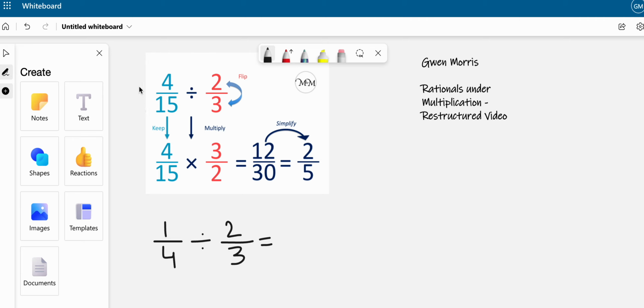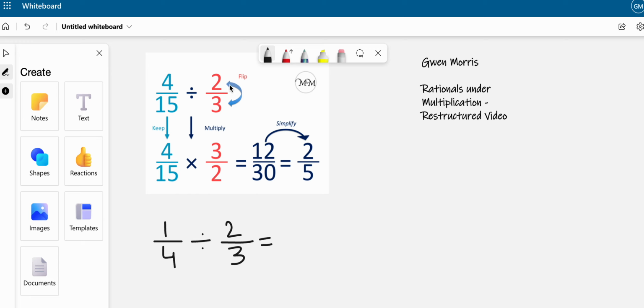So real quick, I have a little diagram right here that just shows the keep, change, flip method. So basically, when we have one fraction divided by another fraction, if you're using a more procedural method, what you'll do is keep the first fraction, change the division sign to a multiplication sign, so keep, change, and then flip the last fraction, the second one. So what that would mean is to find the reciprocal.